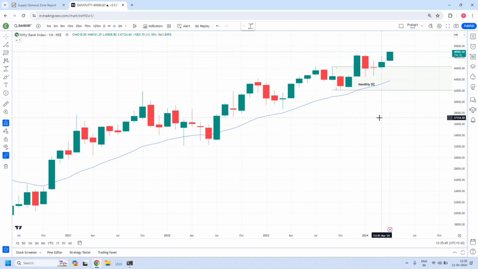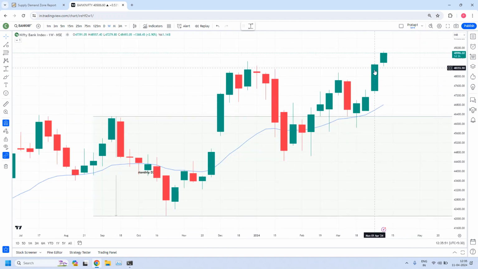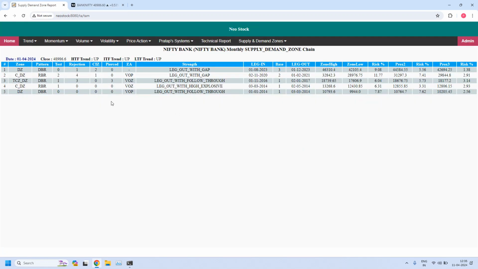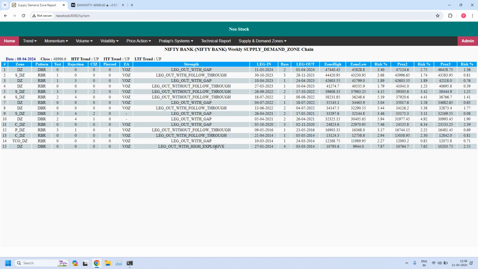Now let's get into the weekly. So I'm changing the time frame to weekly. Here we have draw base, rally is there, but let us generate with the help of our supply demand zone chain. So I'm going back, changing the time frame to weekly, and let me generate the weekly supply demand zone chain. Okay, now the chain is ready.